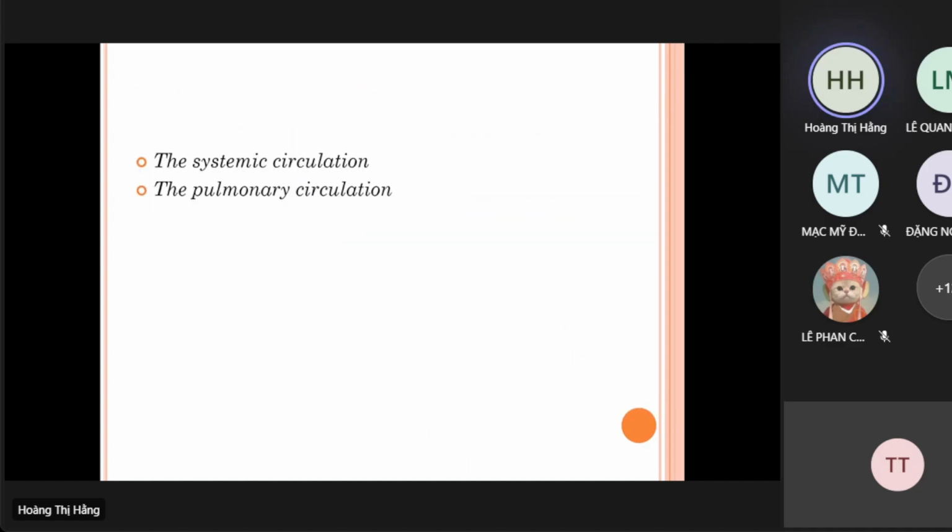Another illustration here. We have two circulations.